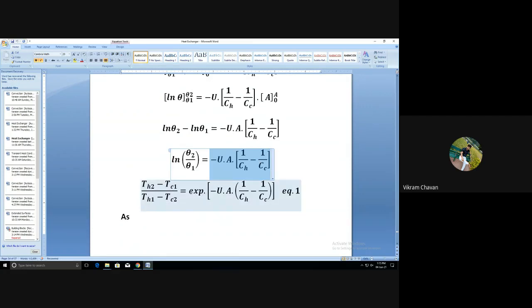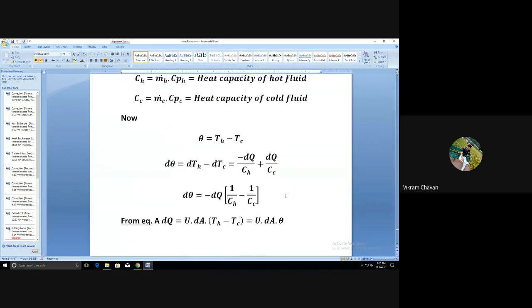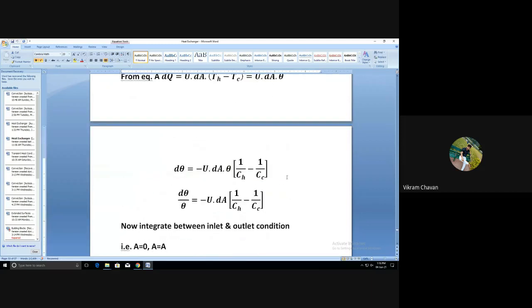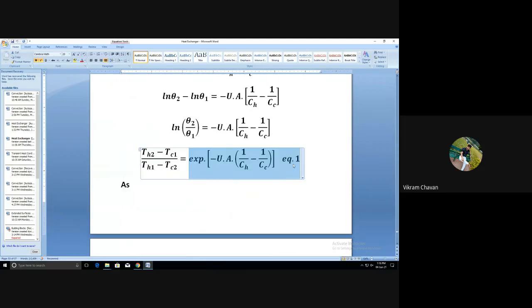We know that in case of a counter flow heat exchanger, θ2 is nothing but Th2 minus Tc1, whereas θ1 is nothing but Th1 minus Tc2, and that will be equal to exponential of minus U multiplied by A multiplied by 1/Ch minus 1/Cc. That will be considered as equation number 1. Already equations 1, 2, 3 are considered, so we will consider equation number 4.